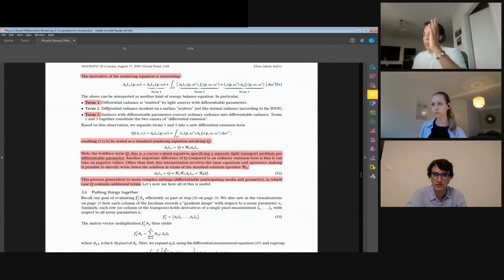Another quite important point is that, just like normal radiance, differentiable radiance scatters according to the material properties of the surface, so according to the BSDF. It's really neat.